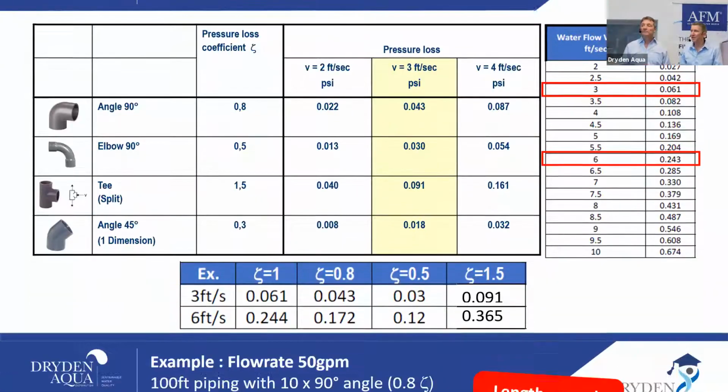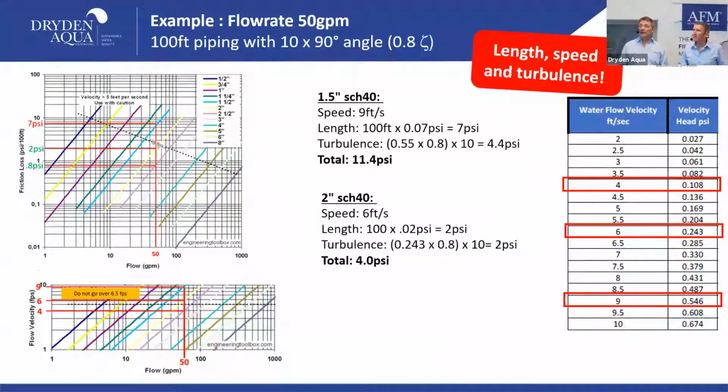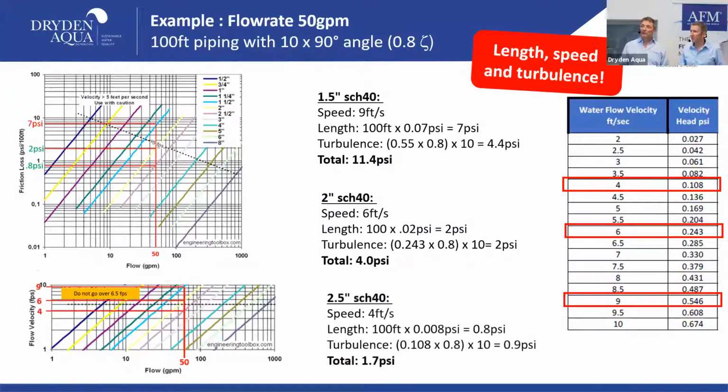Exactly. Okay, so now we're bringing it together. You have seen these 2 graphs before. They will help us identify friction loss and velocity through the pipe. We make an example. We have a flow rate of 50 gallons per minute. We have a relatively short piping of 100 feet, and we are using 10 90-degree angles.